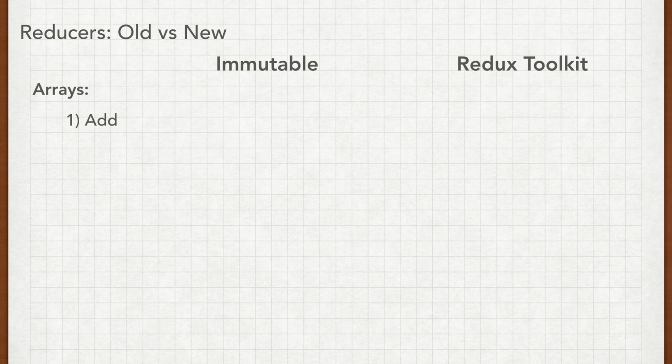So with the typical traditional immutable way, we would return a new array spreading the previous state and adding the payload. So I'm going to assume that the payload contains a new element that we want to add to the array. So this is not too bad, but it's still not as legible as I wanted it to be. So it's much better in the Redux Toolkit way. All we gotta do is just call state.push(payload).